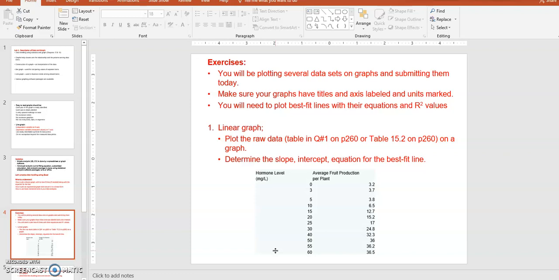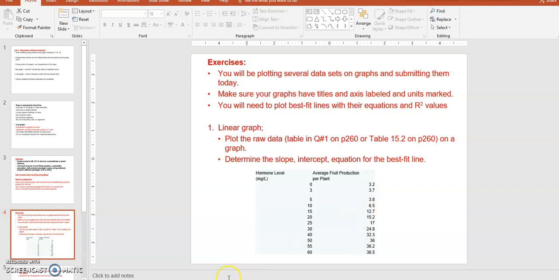Then you measured the amount of fruit being borne from those hormone treated plants. It's 3.2, 3.7, and it seems like an average value from a number of plants. So you have this data set, and the question is, can you plot this on a graph so you can see the relationship more easily? By looking at these numbers, it's hard to see what happens to plant production when you increase the hormone level. If you look carefully, it looks like the more hormone is treated, the more fruit is produced, right? But if you plot it on a graph, it's much easier to visualize that relationship.